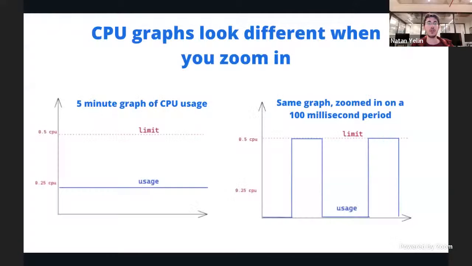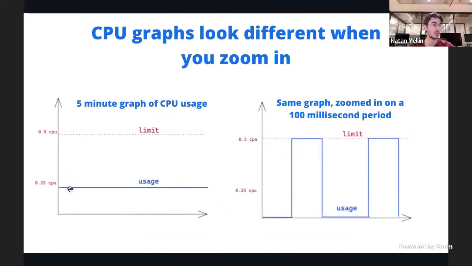So let's say we have here a pod that's running, and we're going to look at the CPU usage on the left. You can see here, let's say, a 5-minute graph of CPU usage. Let's say the limit here is half a CPU, and the pod is using 0.25 CPU. So it's far under the limit. No problem, everything is perfect.